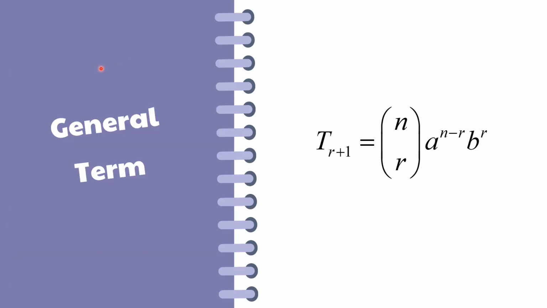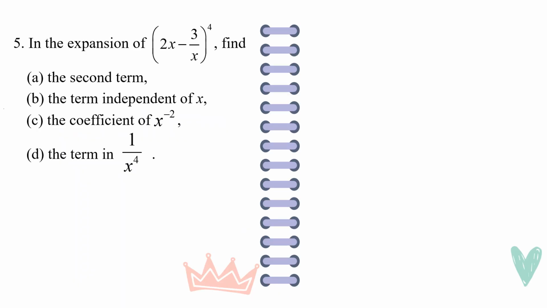Lastly, we have come to the most important concepts in this chapter, which is the general term. The general term is used to find a specific term in the binomial expansion so that you do not have to expand everything, which will take up a lot of time. Let's look at this same example here, but this time around we are asked to find specific terms, like the second term, the term independent of x, and we are asked to find coefficients and also terms in 1 over x power 4. So instead of expanding every single term, we will use the general term to help us to find each of the following.